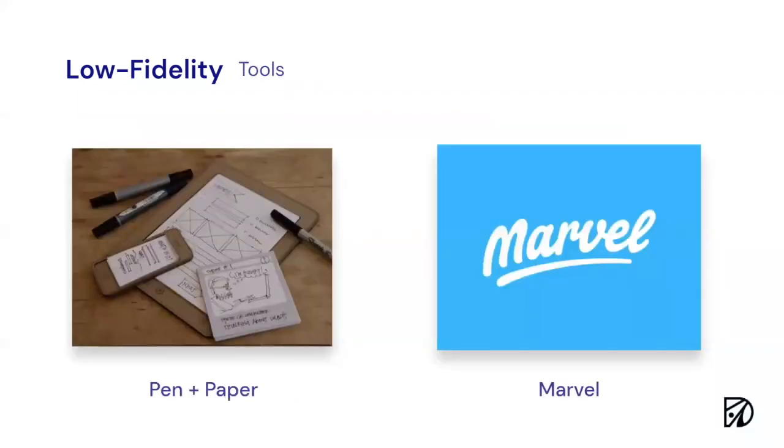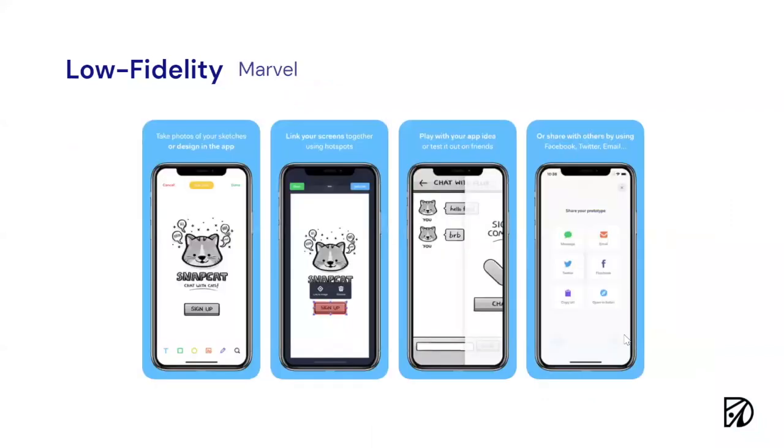So again, pen and paper is a great tool for low fidelity, but you can also use Marvel, which is an application specifically for low fidelity prototyping. And in this slide, you can see what it looks like and how to use it. In the app, you can edit your sketches a little more and then link the screens to create some interactions.